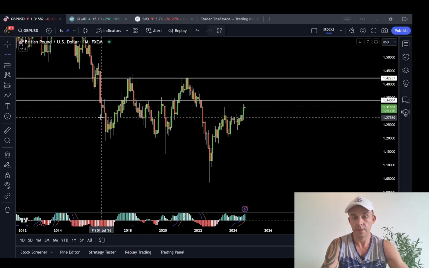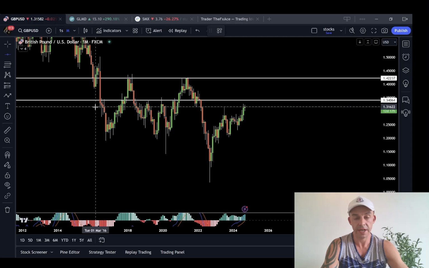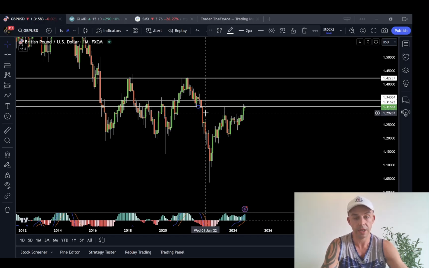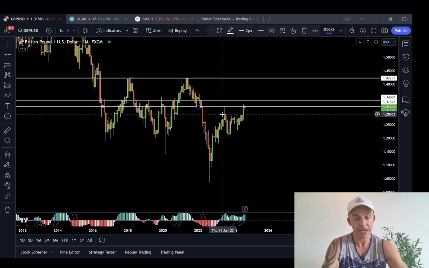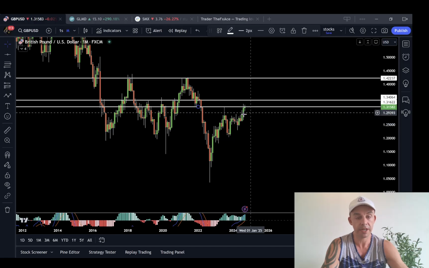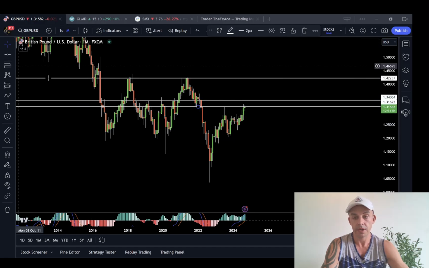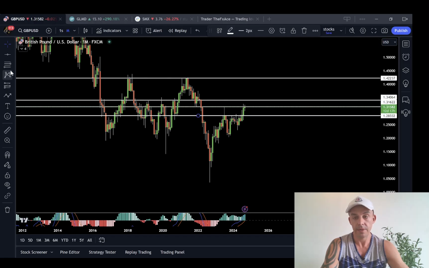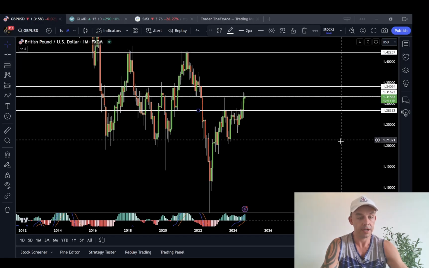We also want to mark this resistance, which was old resistance, now support. Sorry, still resistance, which is the 2021 low and last year's swing high, which we got a strong reaction from. The market is reacting at it again. We also have old monthly resistance, now support, here at 128.